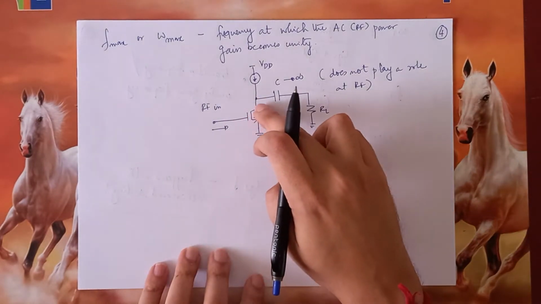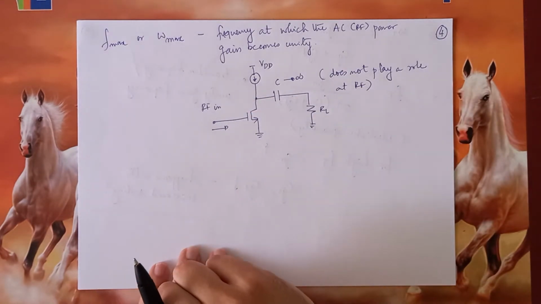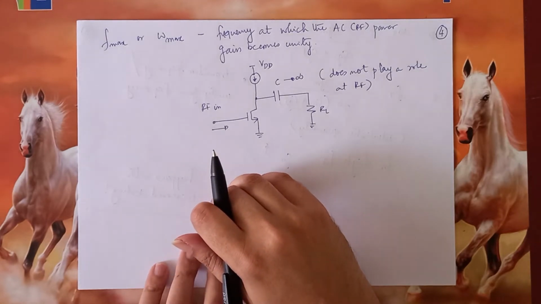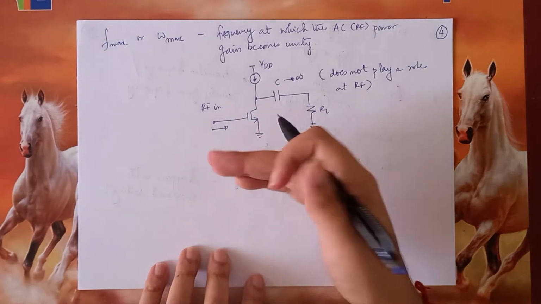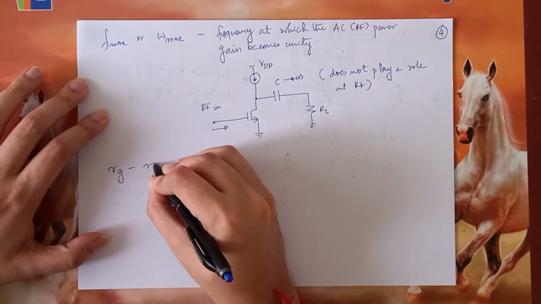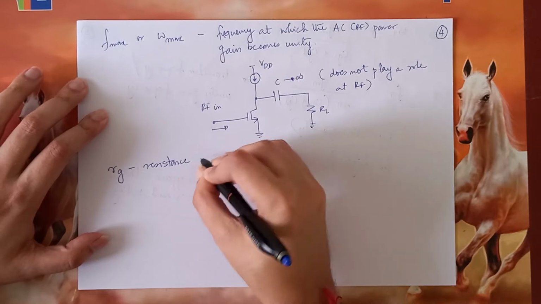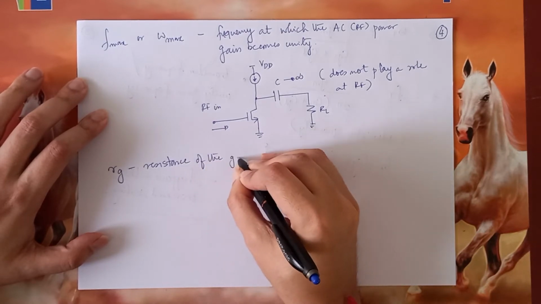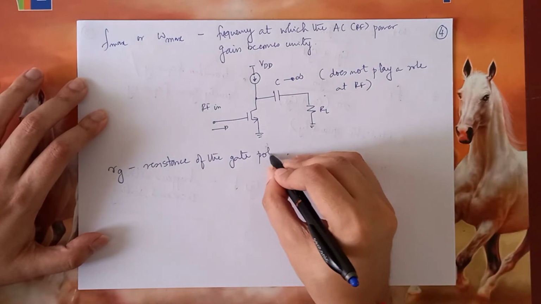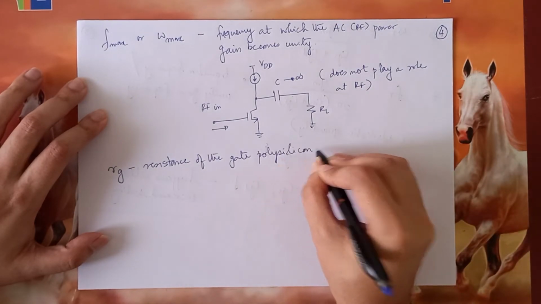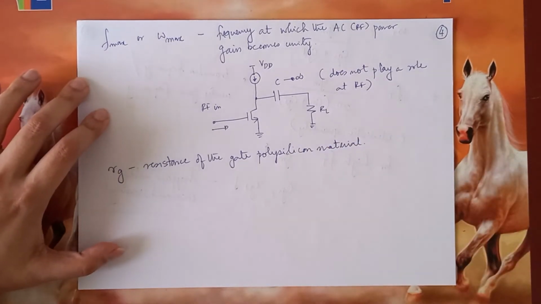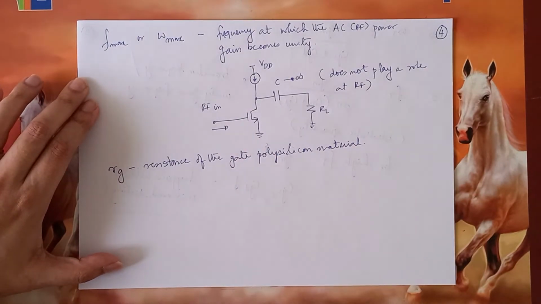The problem is that the input stage of the MOSFET is largely capacitive. There is no resistive element over there. So only for the sake of discussion, we introduce something called the gate resistance or RG, the resistance of the gate material. The gate material is nothing but polysilicon. So what we do is we assume that there is some resistance over here.